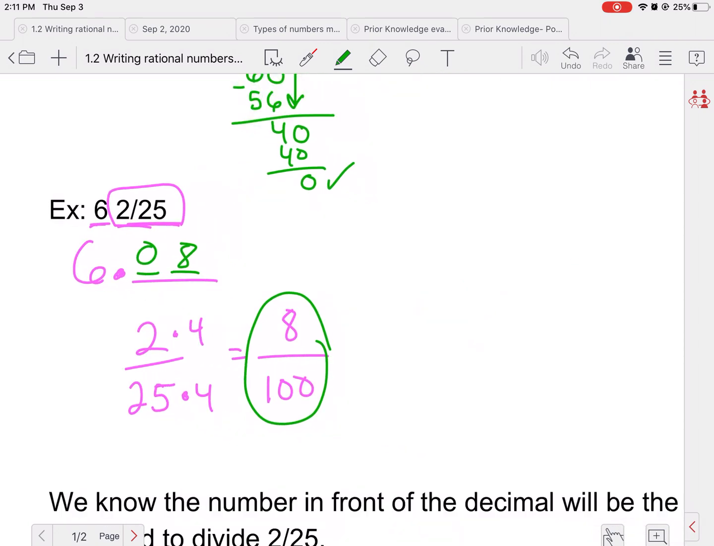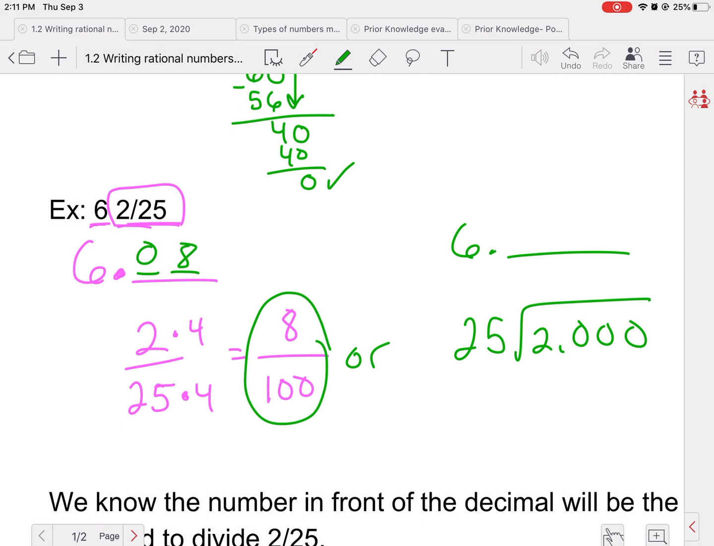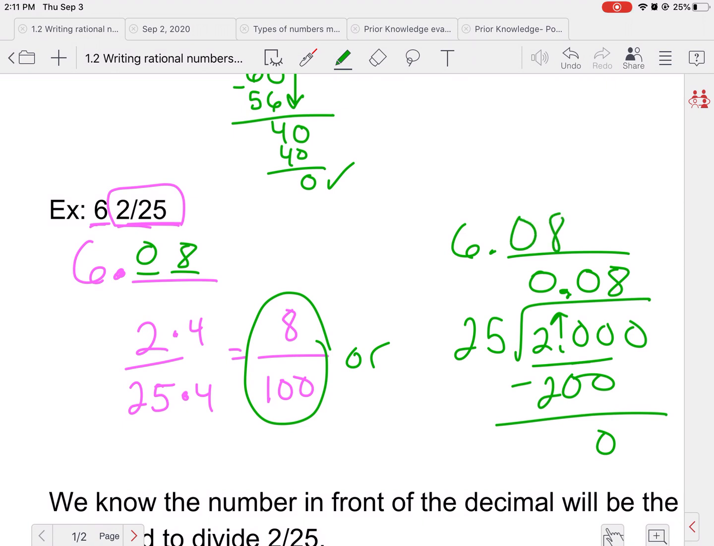Now we could do the long division, so this would be an OR, so it'd be 6 point something, we know. If we do 25 into 2, add some zeros. I know 25 doesn't go into 2, so that's a 0. Bring my decimal up. Oops, decimal. And then 25 also does not go into 20, so I have to put another 0. But I do know that 25 goes into 200 8 times. Okay? So that's where we're getting the 0.08 again.